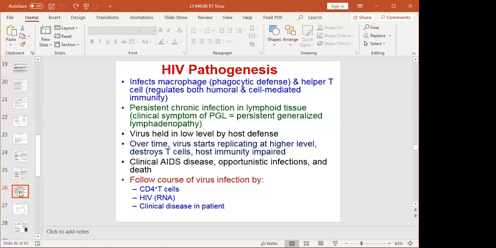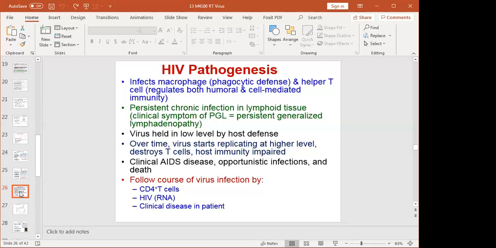and due to impairment of the host immune response, opportunistic infections such as a myriad of viruses, pneumocystis carinii, AIDS-related lymphoma, etc., will ensue and result in the death of the patients.